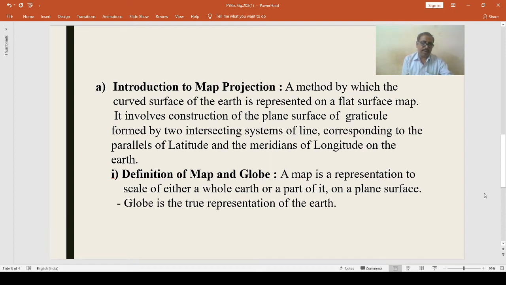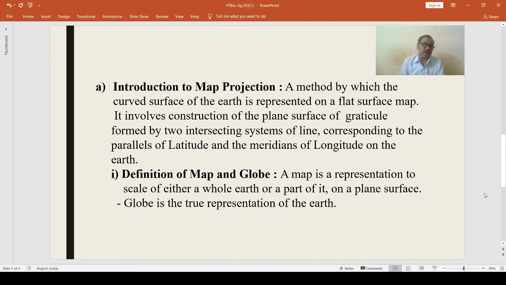These are the large scale maps. For example, cadastral maps. These maps are prepared for showing the private property. They are used to demarcate the boundaries of land and buildings and to show the record of ownership of land. They are prepared by the government agencies. The scale of the map varies from 1 centimeter to 40 meters to 1 centimeter to 20 meters.